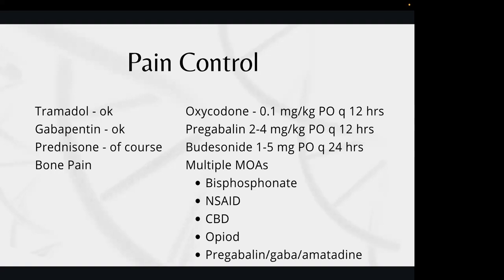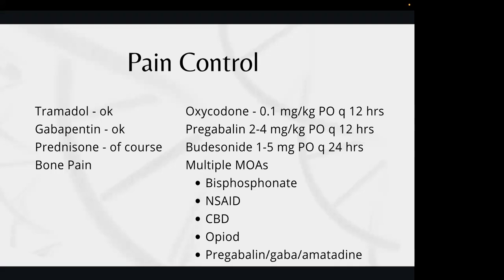Pregabalin is the next generation of gabapentin. It has way less sedative effects and way better pain relieving effects. And it only needs to be given twice a day instead of 3 times a day. The dose for pregabalin is 2 to 4 mg per kg twice a day. I start off at 2 mg per kg and I work my way up from there if I need to.